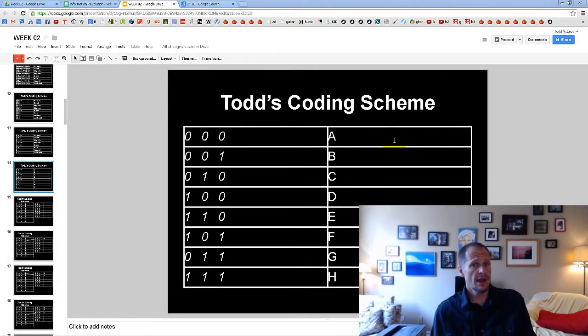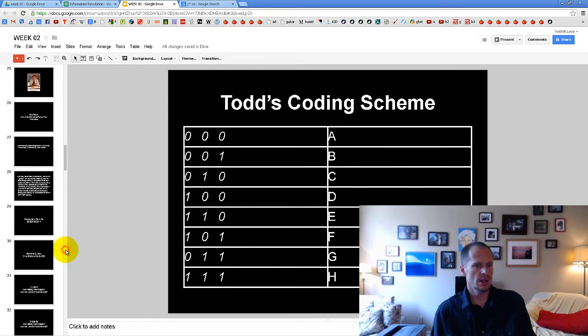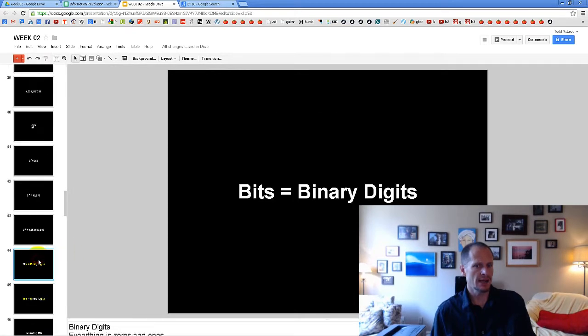So we've learned that on and off can be represented by one for on and zero for off, right? And so we have all these zeros and ones. And those zeros and ones are actually known as binary digits. We call them binary digits because bi is a prefix used to indicate two.